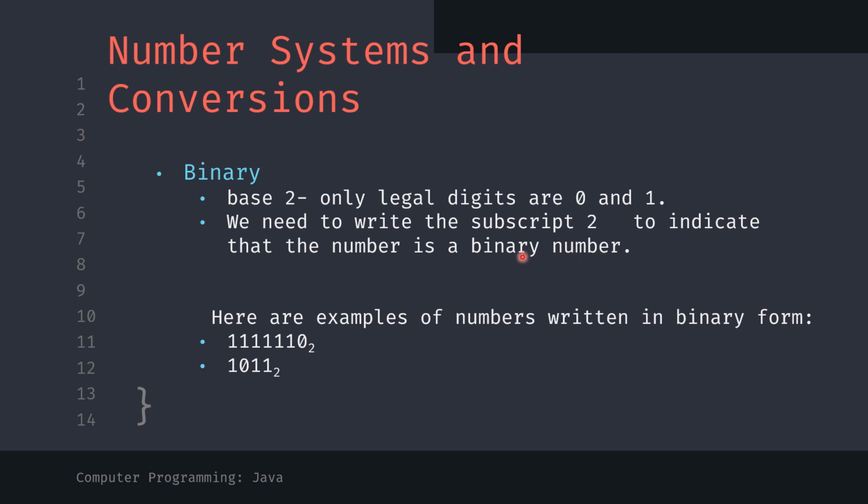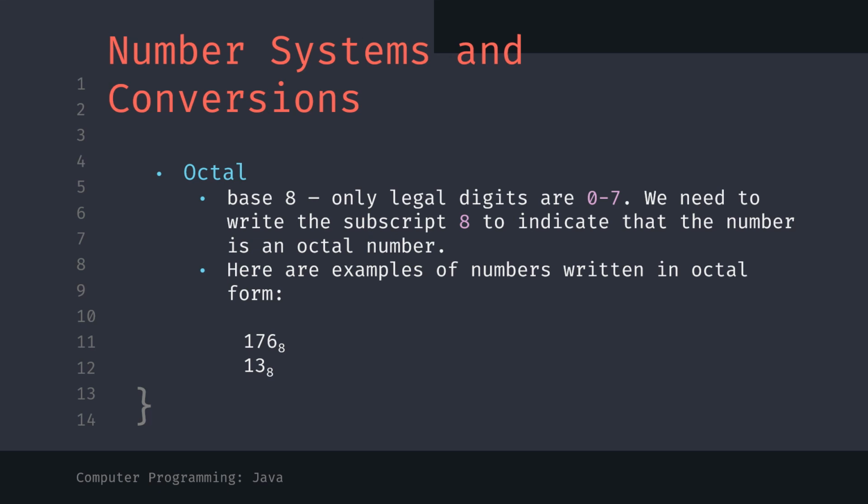Next is the binary. The base is 2 and the only legal digits are 0 and 1. We need to write the subscript 2 to indicate that the number is a binary number. Here are the examples of numbers written in binary form. Next is the octal, which is base 8. Only legal digits are 0 to 7. We need to write the subscript 8 to indicate that the number is an octal number. Here are the examples of numbers written in octal form. 176 base 8 and 13 base 8.